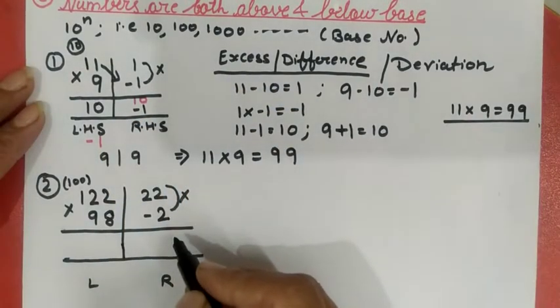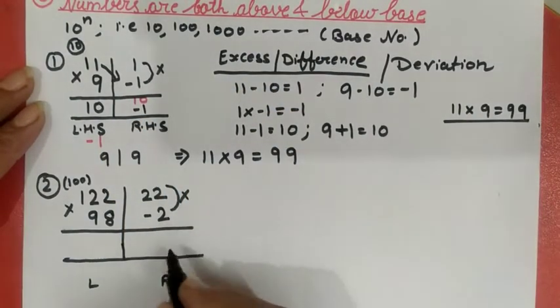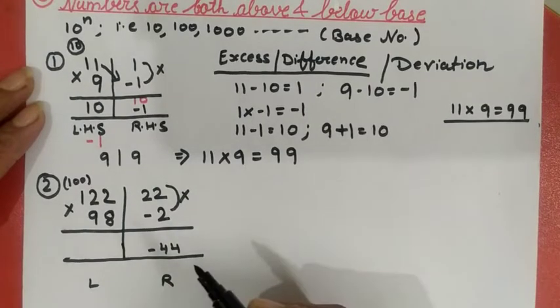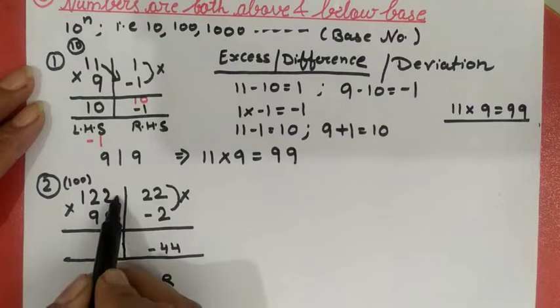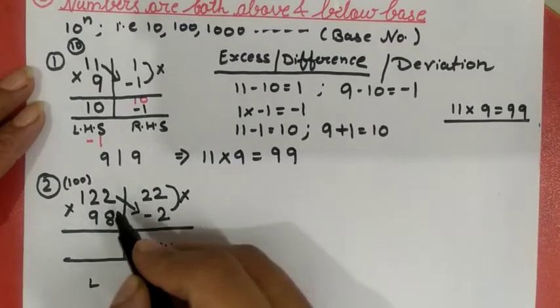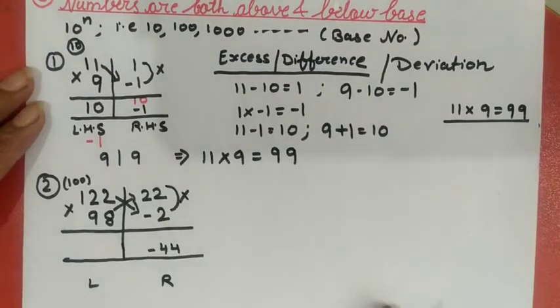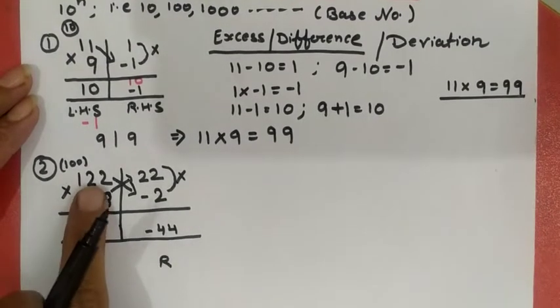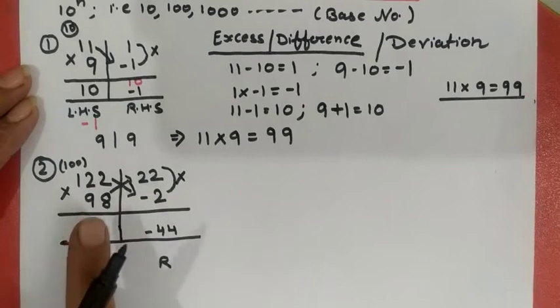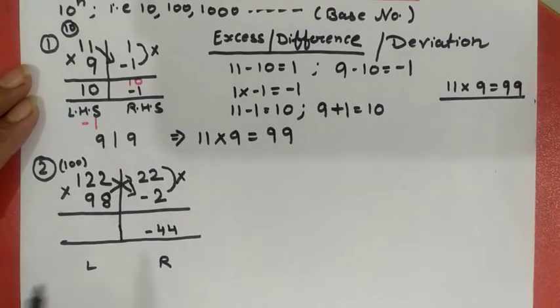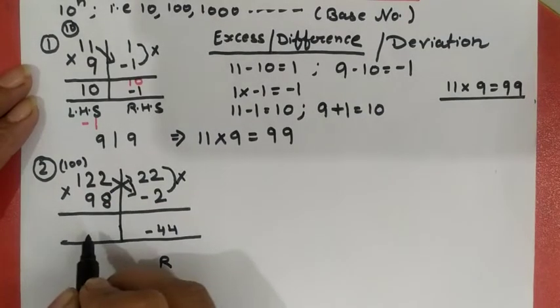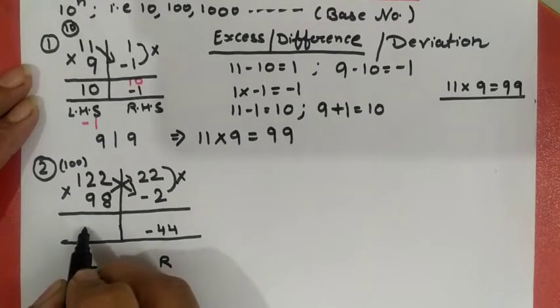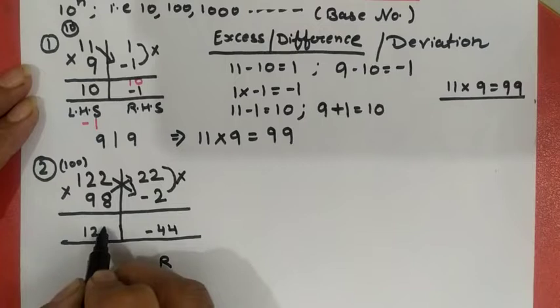Simply multiply our deviations, and 22 into minus 2 will give us minus 44. Right. And to find the left hand side is also easy. We can either cross subtract or cross add, any one of the two. Choose the one where you have to perform the lesser calculation. Here I am choosing 122 minus 2 because it is much easier to perform than 98 plus 22. The chances of doing any mistake is less over here. So 122 minus 2 gives me 120.